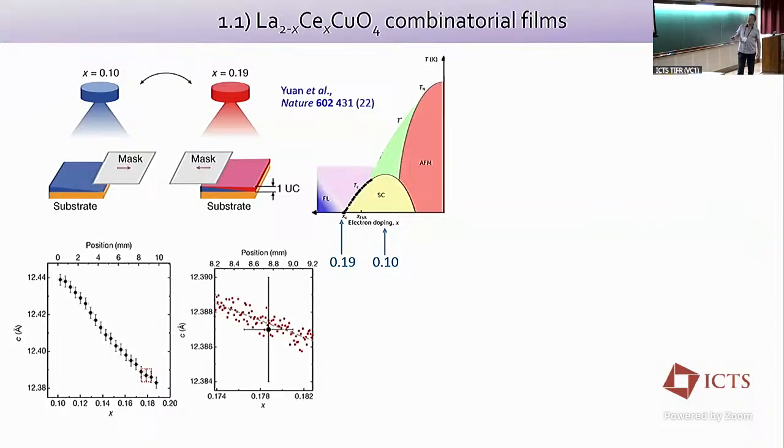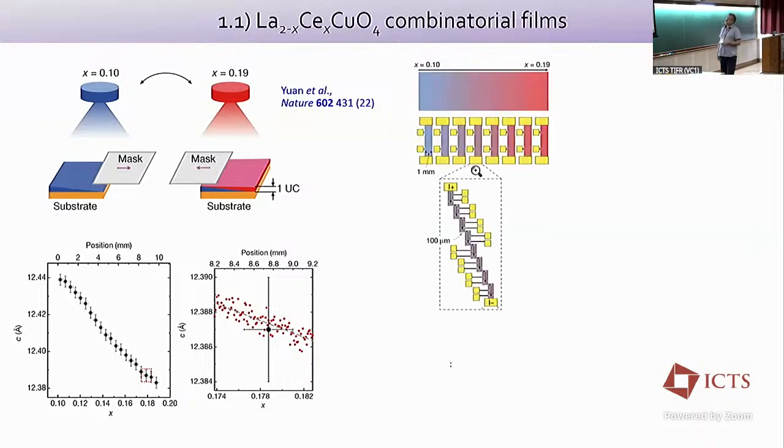see that even over this distance here, you can still differentiate. And so that point actually is the one that's inside that square. And so you really get a very gradual variation of the C-axis lattice parameter and doping. And then what they do is they pattern it.